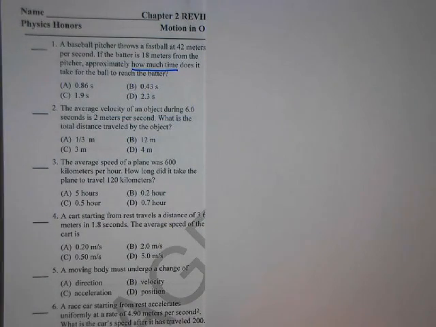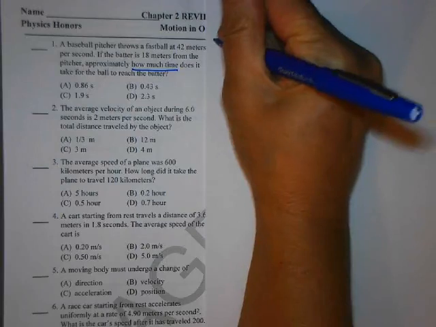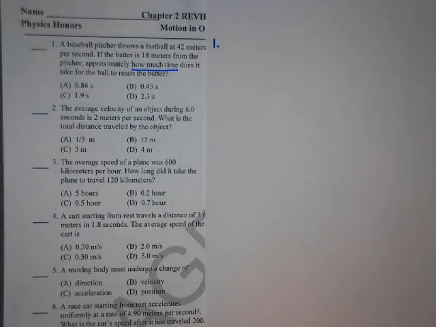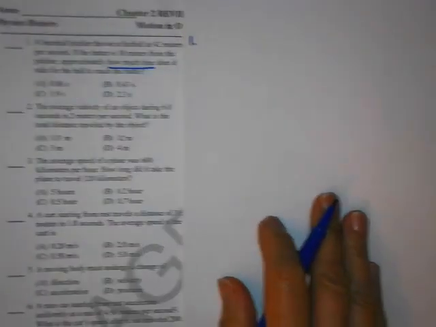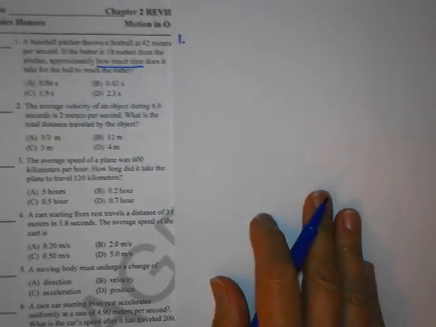Chapter 2 Review for Test. Number 1, when we read the problem, we're going to write our given or find and rearrange the equation to solve for the unknown in terms of the known.